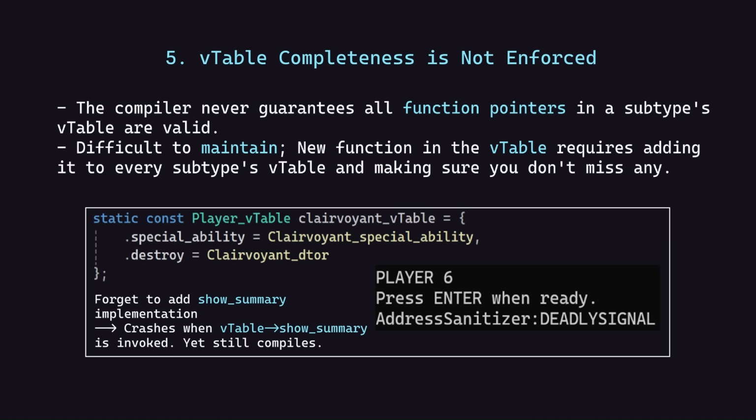5. The vTable completeness is not enforced by the compiler, as in it doesn't guarantee all function pointers in the vTable are valid. For example, you could remove one of these entries altogether. That is slightly difficult to maintain because if you wanted to add a new method to the vTable, you need to make sure you're adding it to every subtype's vTable too and not miss any.